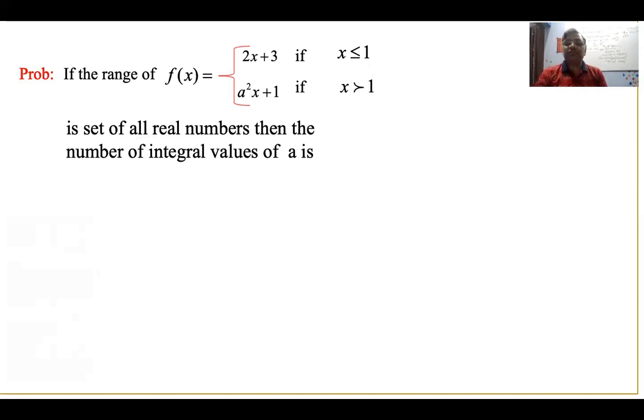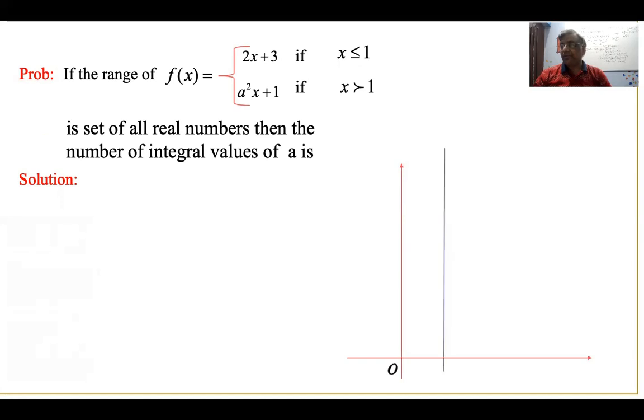So for this function, its domain is the full real line. It is saying that its range is also the full real line. Then it asks what should be the number of integral values of a. So let us solve it. For that, let us try to understand its diagram geometrically, x-axis, y-axis, because that function is defined in 2 pieces. The pieces are separated at x is equal to 1.